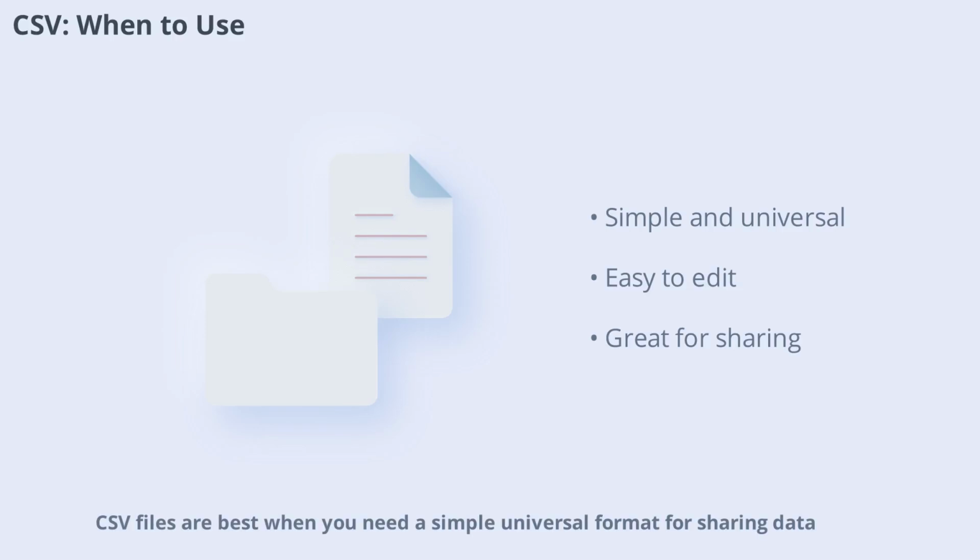CSV files are best when you need a simple, universal format for sharing data. They're ideal for exporting data from databases or moving information between different software. Because CSV files are plain text, they're easy to open and edit in many programs, making them a flexible choice for many projects. Just remember, CSVs don't support advanced features like formulas or formatting found in Excel.